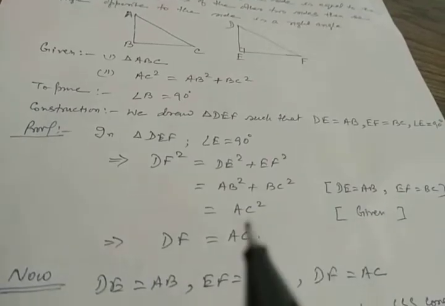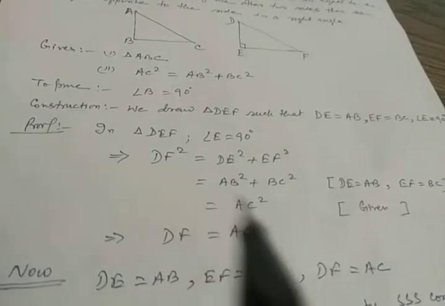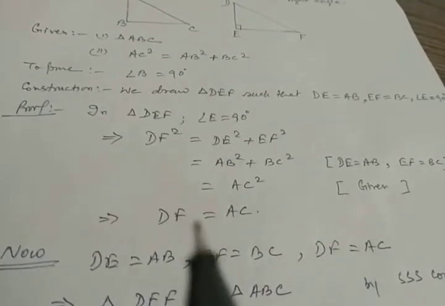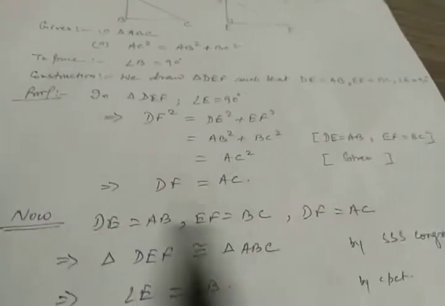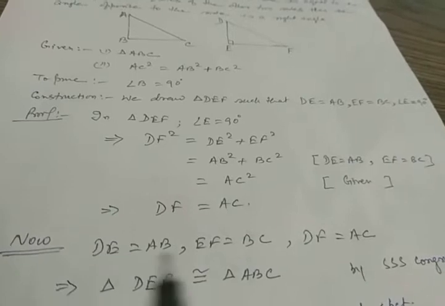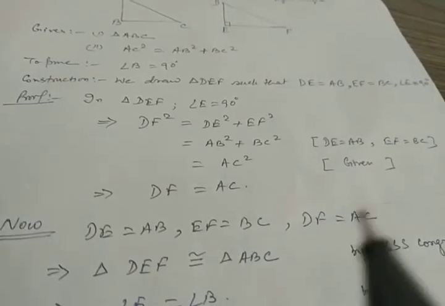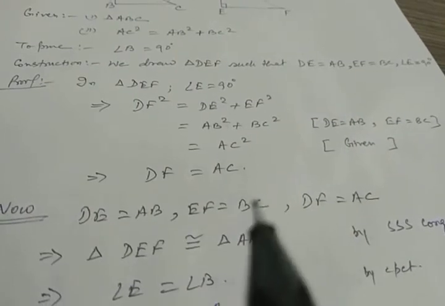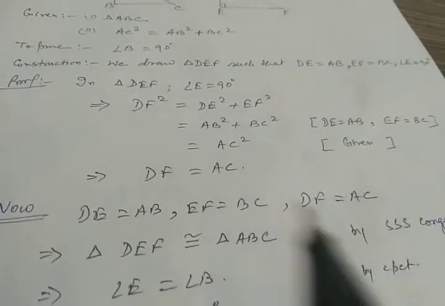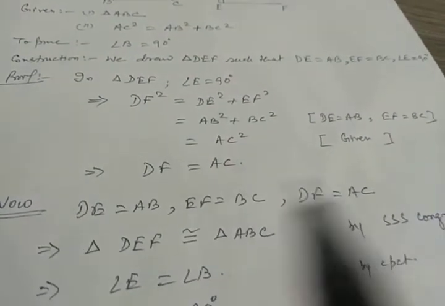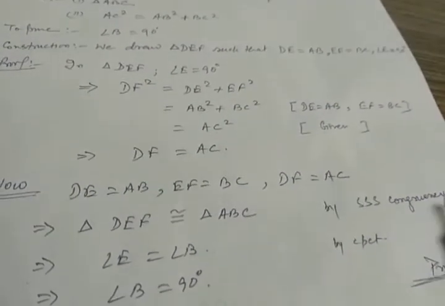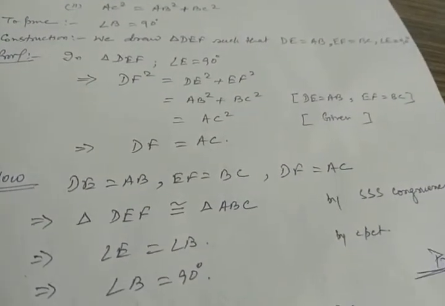So we will write here AC square, so that DF square is equal to AC square. I mean DF is equal to AC. So in this way we find that DE is equal to AB, EF is equal to BC and DF is equal to AC. These two are from construction and this we have proved at present that DF is equal to AC. So we find that these two triangles are congruent by SSS congruency.